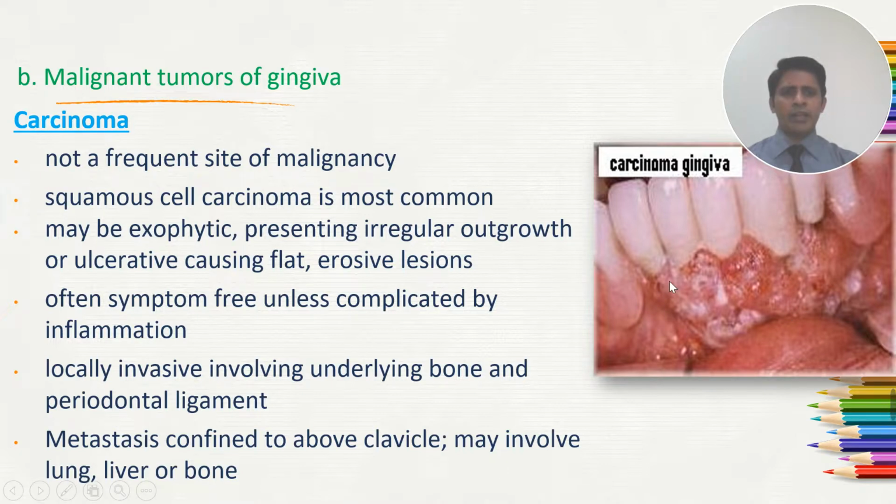This is a flat erosive lesion, often symptom free unless complicated by inflammation, locally invasive involving the underlying bone and periodontal ligament, and metastasis confined to above the clavicle, may involve lung, liver, or bone.